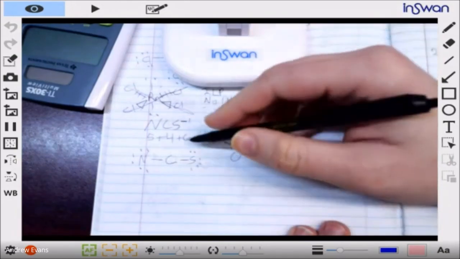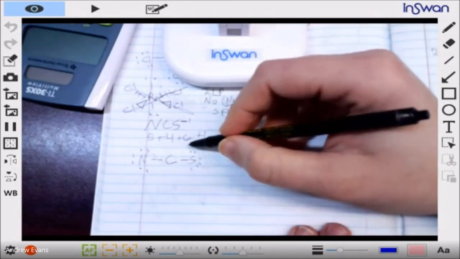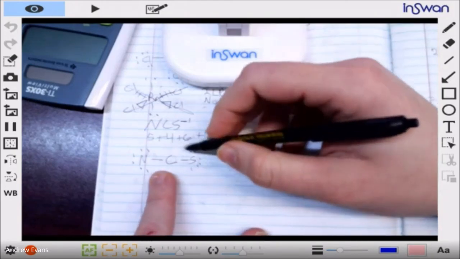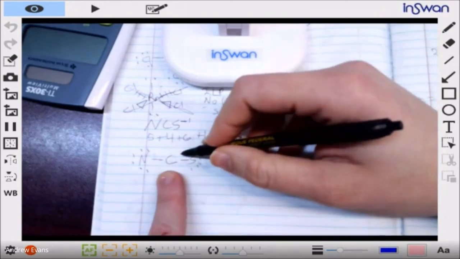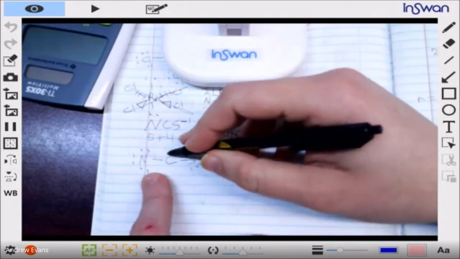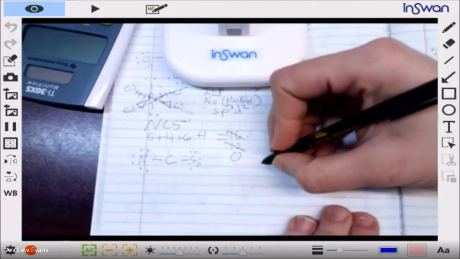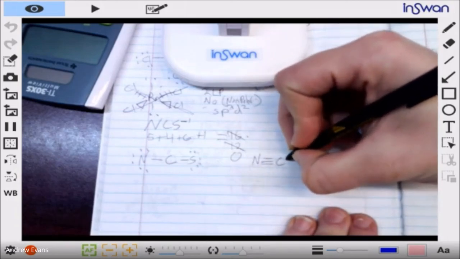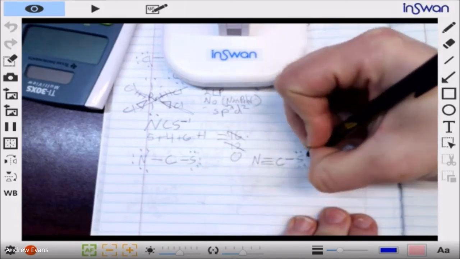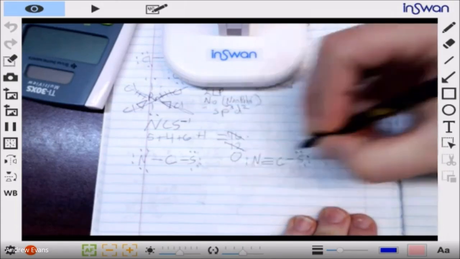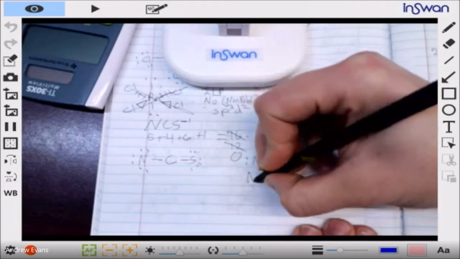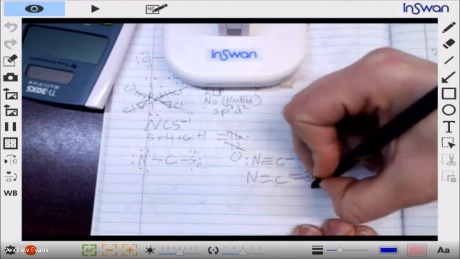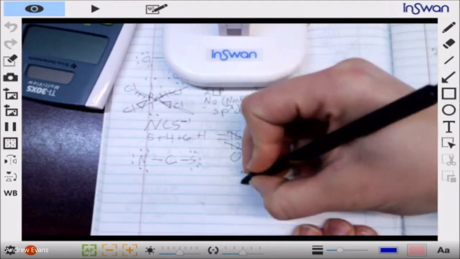Now here's the sketchy part. Do I take a lone pair from the sulfur and a lone pair from the nitrogen to make 2 double bonds? Do I take 2 from the sulfur to the carbon? Or do I take 2 pairs from the nitrogen to the carbon and make a triple bond? It doesn't matter. You can draw this structure, and it will be valid. You can draw this structure, and you'll get the same answer. We're only looking at the shape of the center atom, so let's look at here.